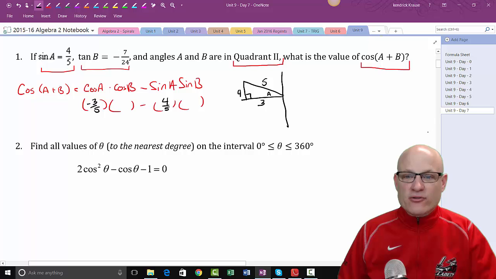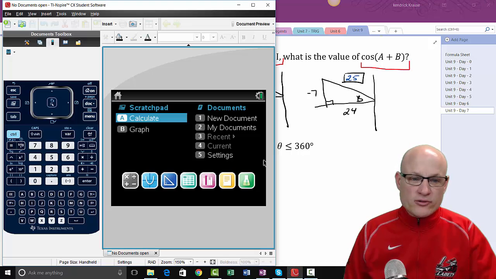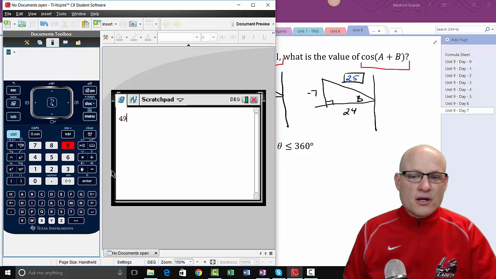Now we got to figure out all this stuff about B. Let's figure out what's going on with B. So B is another triangle in quadrant 2. Must be a bigger angle. I just drew a bigger one. Negative 7 over 24. Now I'm pretty sure, but I'm going to triple check that this is 25. So I'm just going to come over here and do it on my calculator: 49 plus 24 squared equals, okay, 49, I forgot something, plus 24 squared is 625.